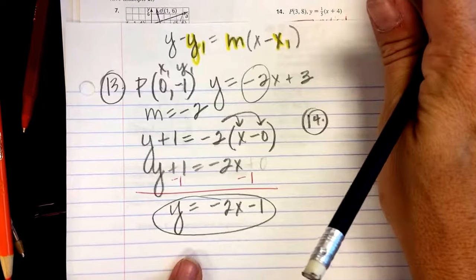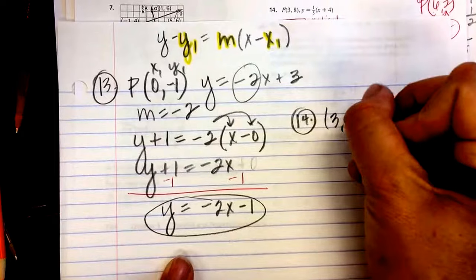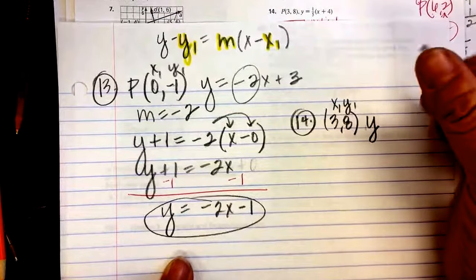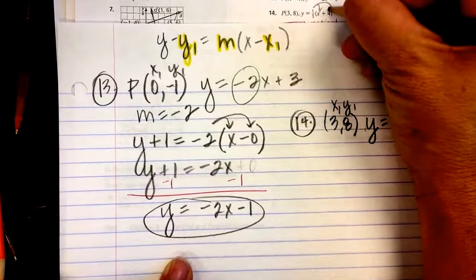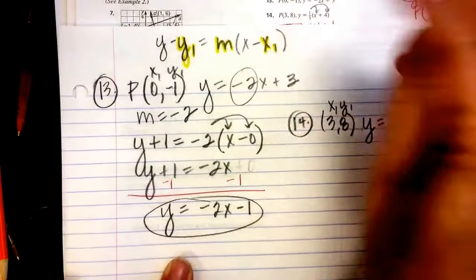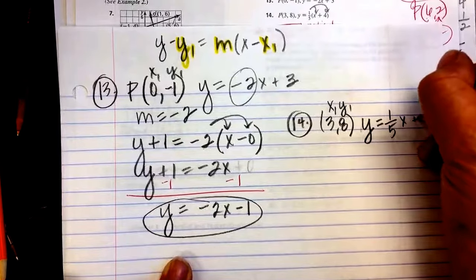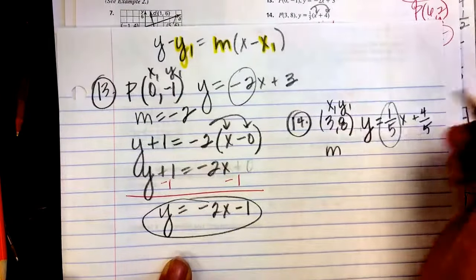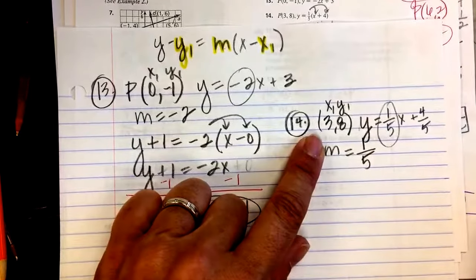For 14, we're given the point (3, 8). That's my x1, y1 I'll use. We're given the equation y equals 1/5 times the quantity x plus 4. I'm going to just distribute that through. 1/5 is the slope. That would be plus 4/5. The only thing I really care about in this equation is grabbing that slope, because my line has to be parallel to it, same slope.